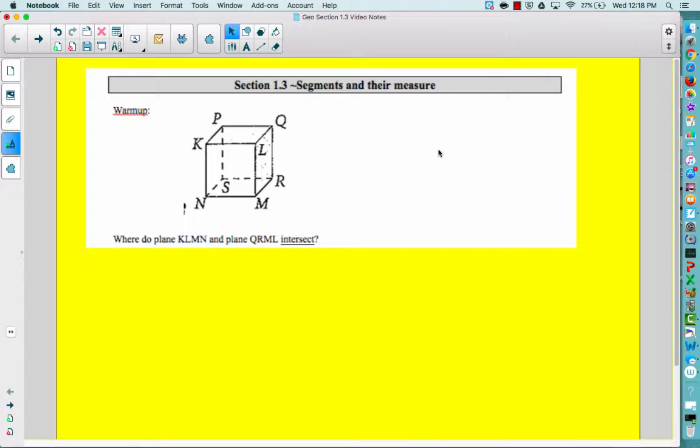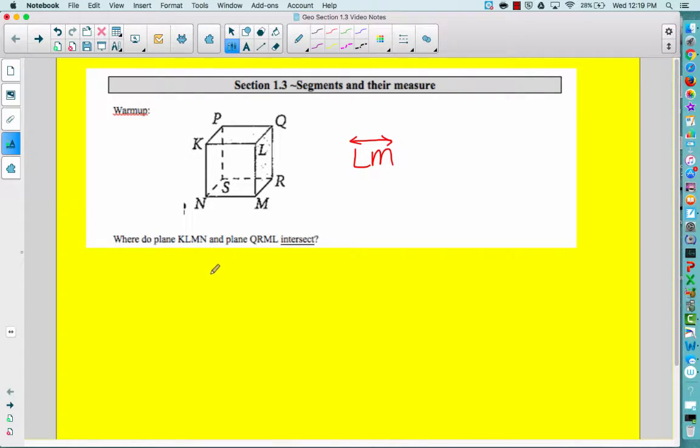Everyone. So today's lesson is on segments and their measure. And we're going to be talking about a lot of different things, but hopefully you have already done the warm-up. This asked, where do planes KLMN and plane QRML intersect? And remember, intersect also means meet. Where do they meet? And we know from our last lesson that two planes intersect or meet in a line. So I'm hoping that you found that line MLM is where they meet.